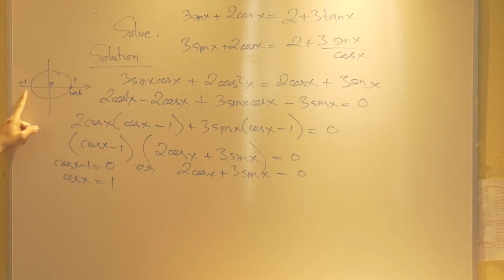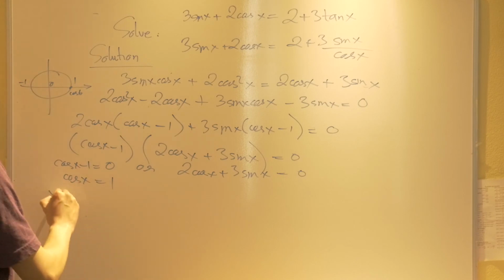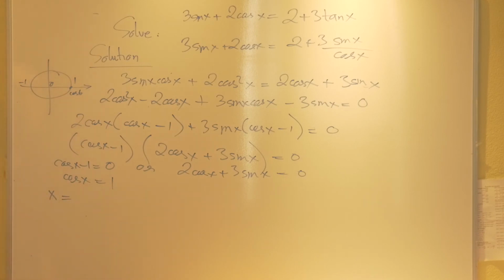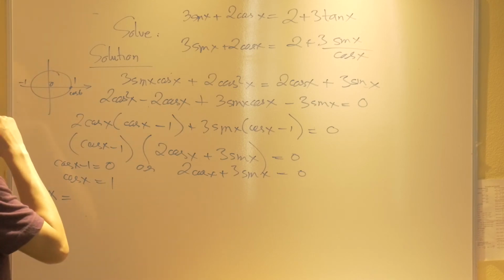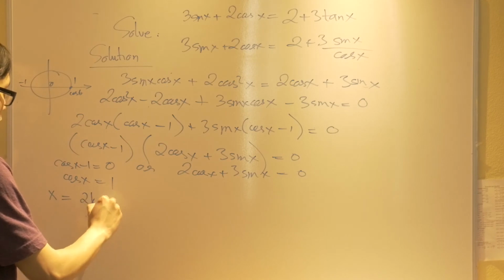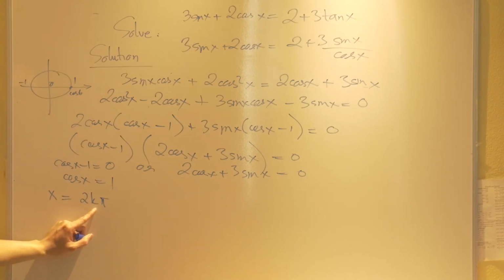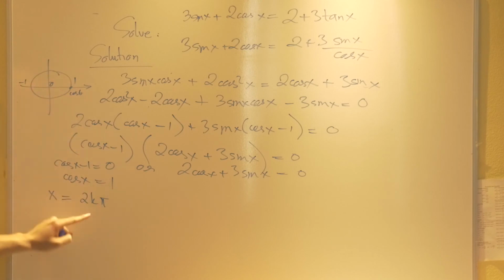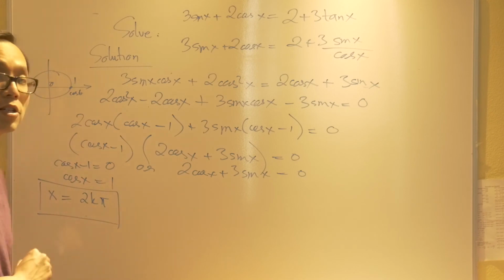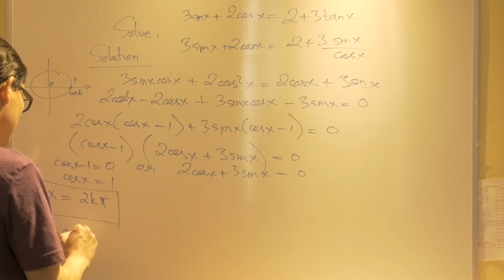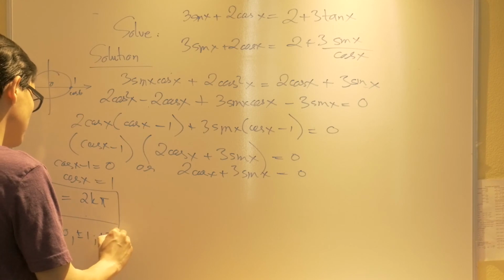Cannot be pi, okay, because pi gives you negative 1. 2 pi, 4 pi, 6 pi, right? So your answer will be what? x will be k pi. No, 2k pi. Right? Because if k equal to 0, you get 0, k equal to 1, 2 pi, k equal to 2, 4 pi. So your answer will be 2k pi. Okay, general answer, with k equal to 0, plus minus 1, plus minus 2, and so on.